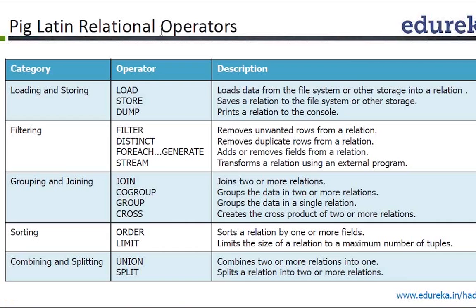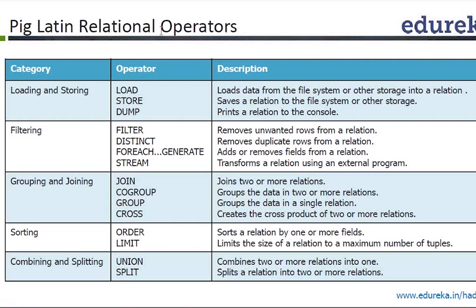Pig has a lot of operators. As you can see here, it has operators like load, store, and dump. These are basically how you read the data from a given input data set. Then it has other operators like filtering, so you can filter and get the distinct. With foreach generate, you can generate an output data set. And if you want to output a data set for some external program, you can stream that as well.